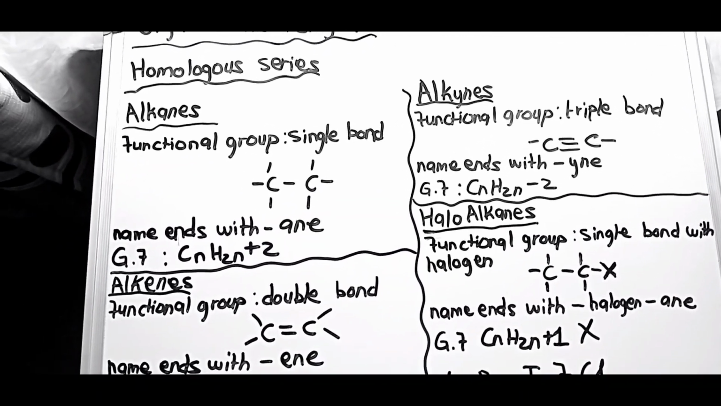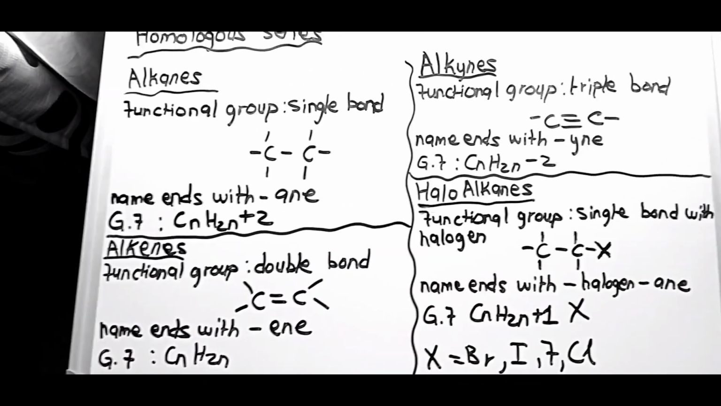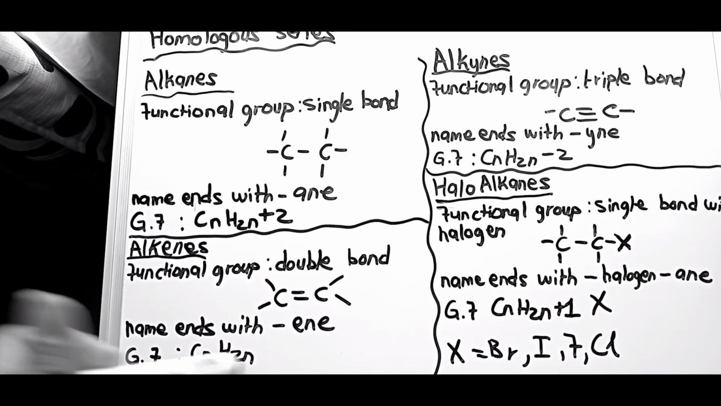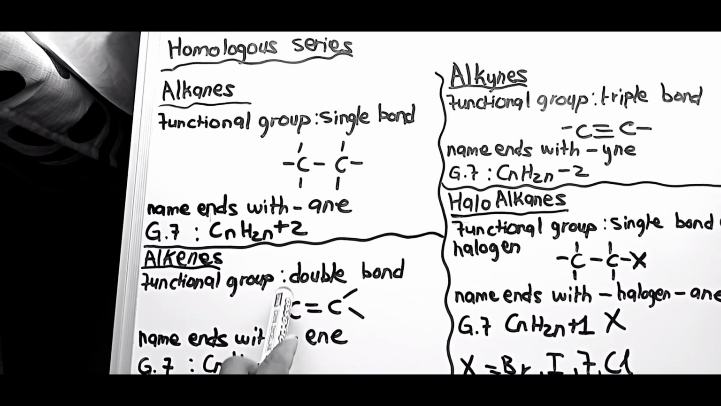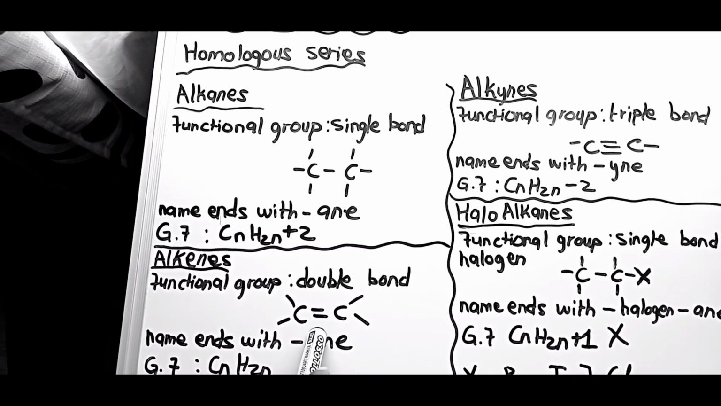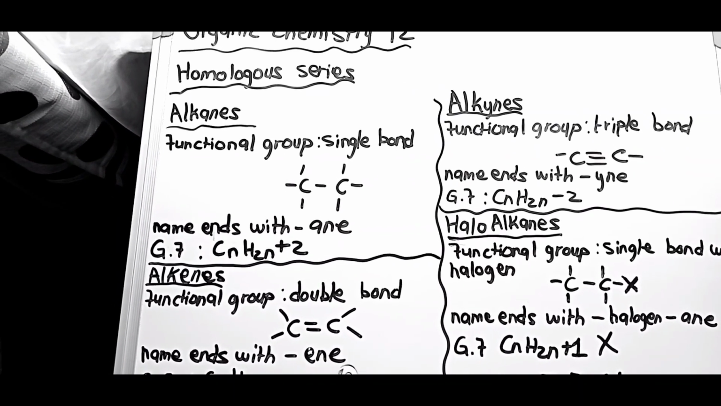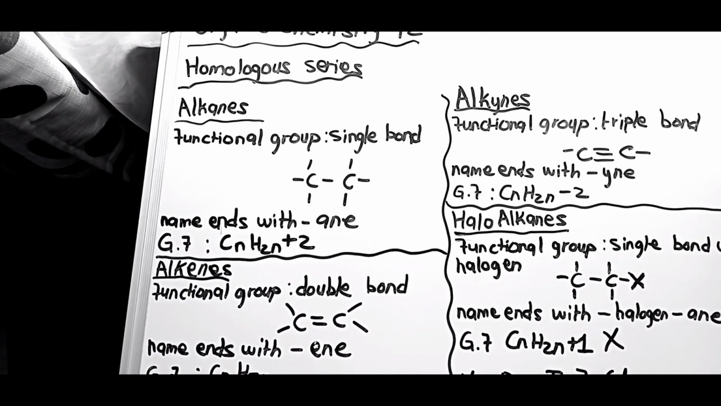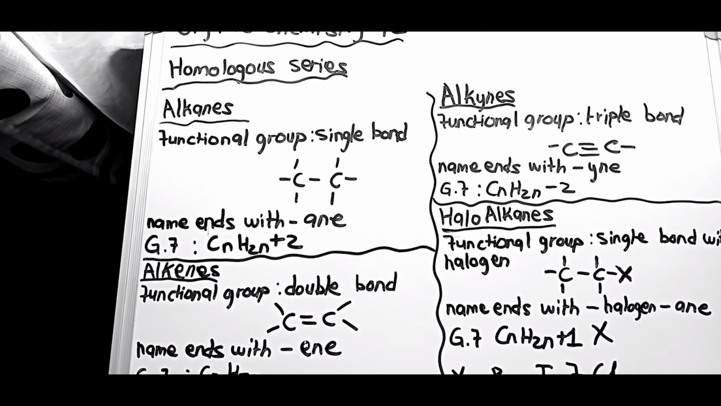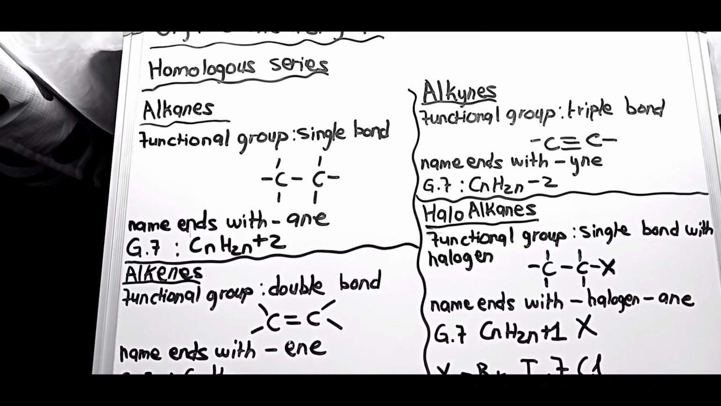The second homologous series is the alkene. The functional group for the alkene is a double bond. I have illustrated using the structural formula. These are the two lines which represent the double bond. The name ends with "ene." The general formula for this homologous series is CnH2n.